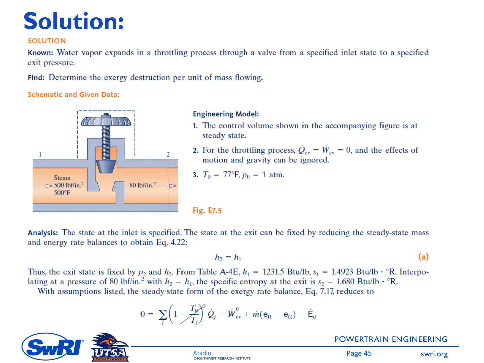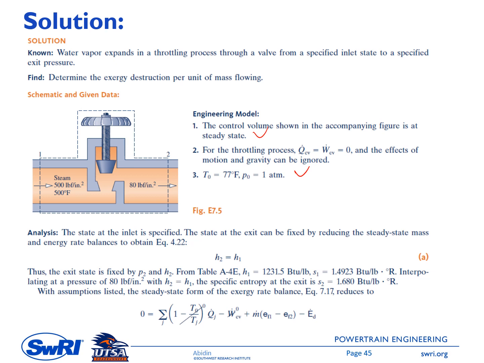At the inlet, it is given that the pressure is 500 pound-force per square inch, so this is PSI actually, and the temperature is 500 degree Fahrenheit. Leaving the valve, the pressure is only 80 PSI. On the other side here is the assumption. First, the control volume shown in the accompanying figure is at steady state. For the throttle valve process, Q equals 0, W equals 0, and T0 and P0 are given here.